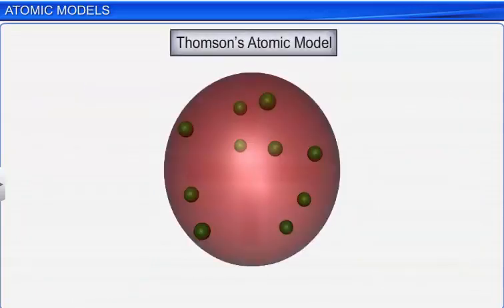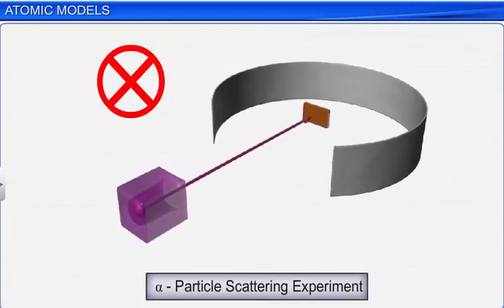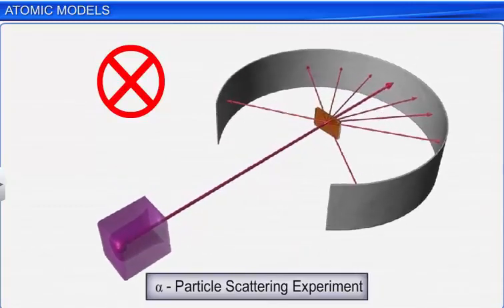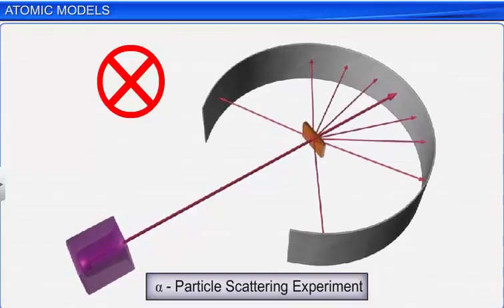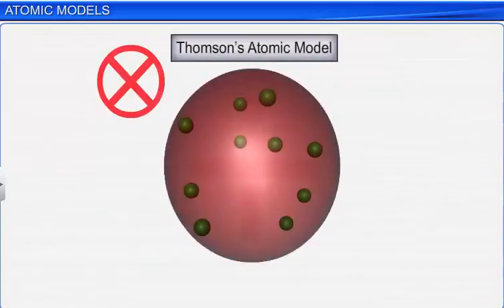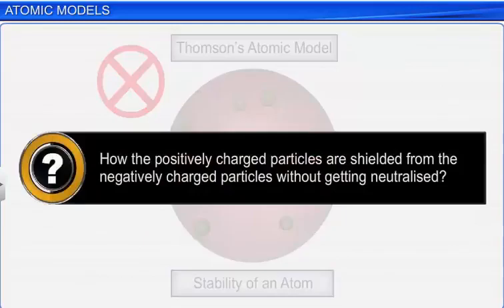Although this model successfully explained the overall neutrality of the atom, it could not explain the results of the scattering experiment conducted by Ernest Rutherford. Also, it couldn't explain the stability of an atom, that is, how the positively charged particles are shielded from the negatively charged particles without getting neutralized.